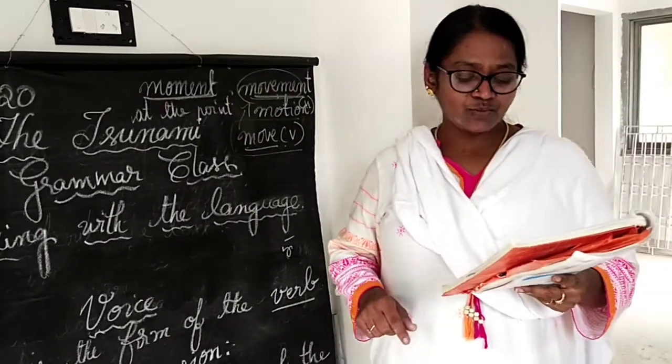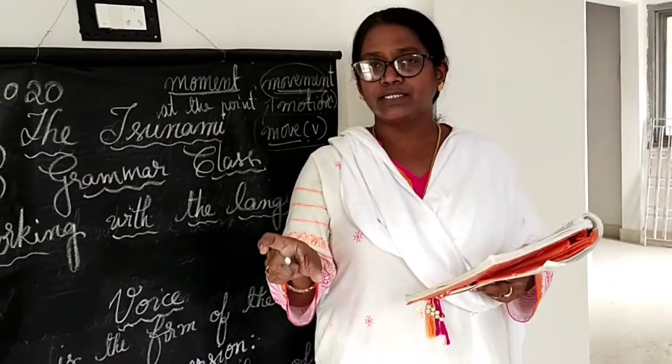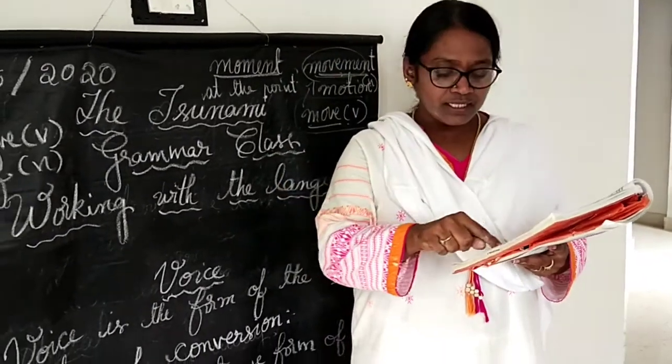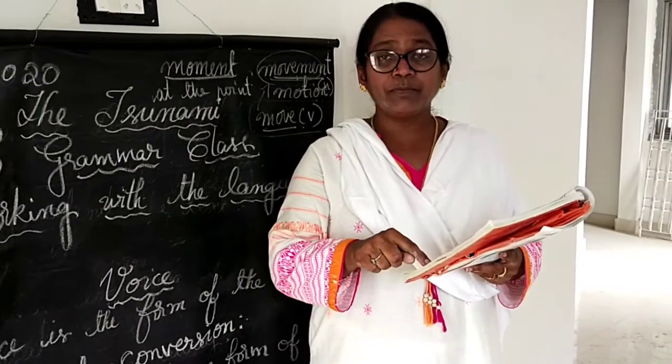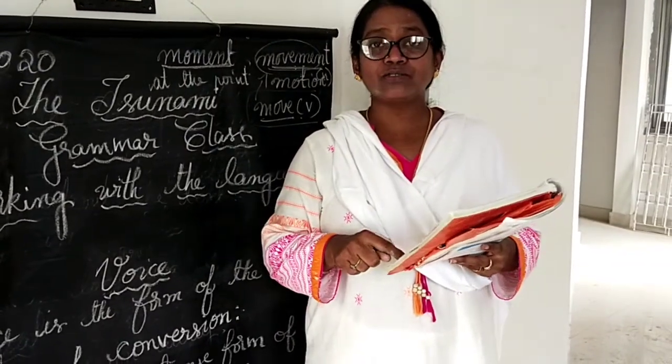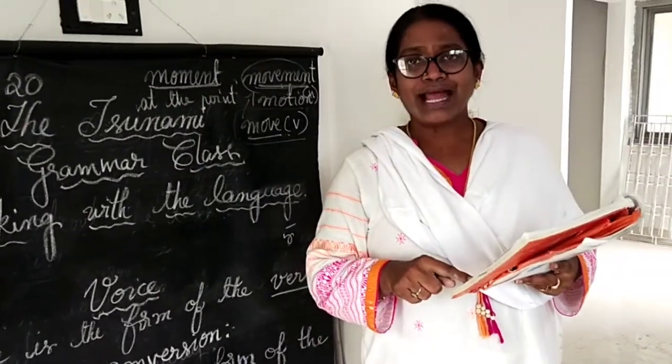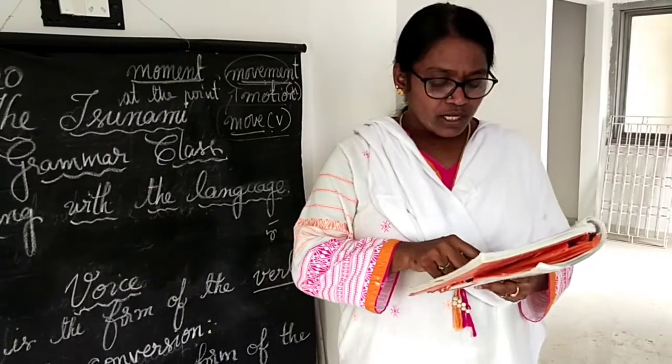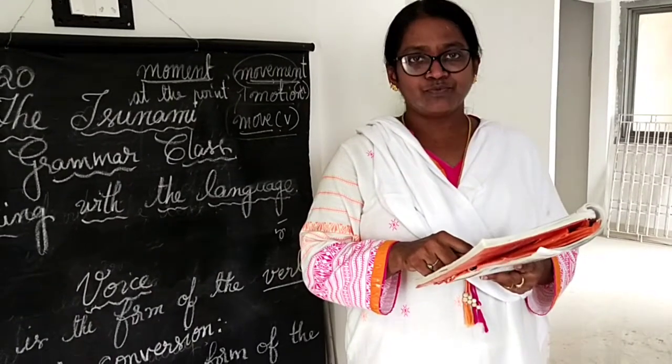That's the active voice. So all the sentences under B, in the purple colored box, are in active voice, and the yellow colored box is in passive voice.